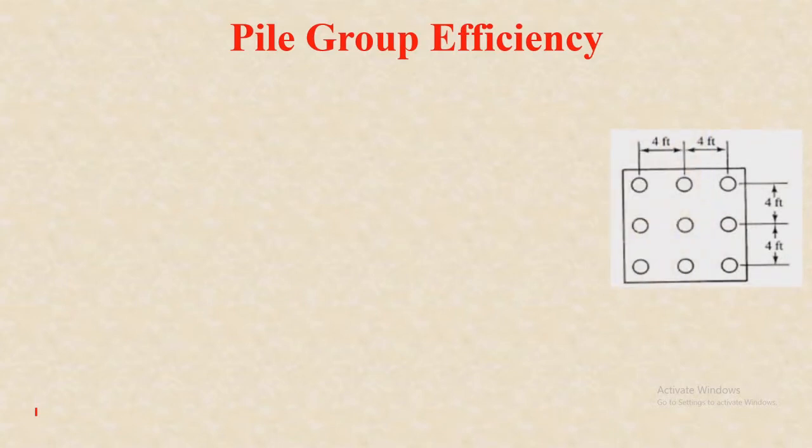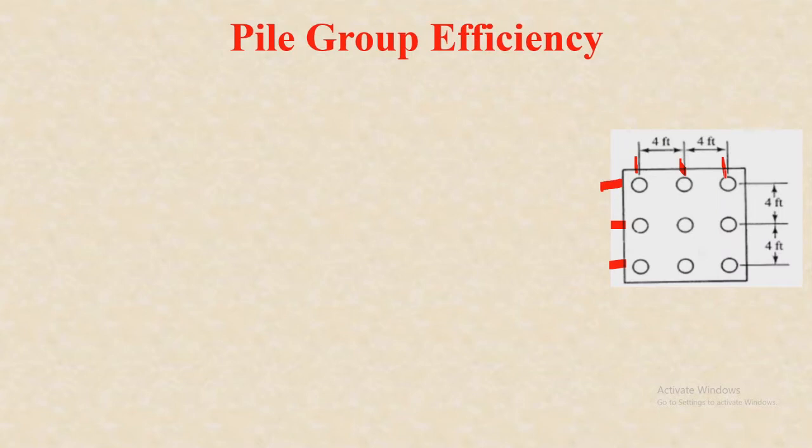Guys, today I will be discussing how we can find the pile group efficiency. So first of all, let me discuss with you what a pile group is. As you can see in the picture in front of you, this picture consists of a total of 9 piles which are arranged in a square pattern. The number of rows is 3 and the number of columns is also 3.